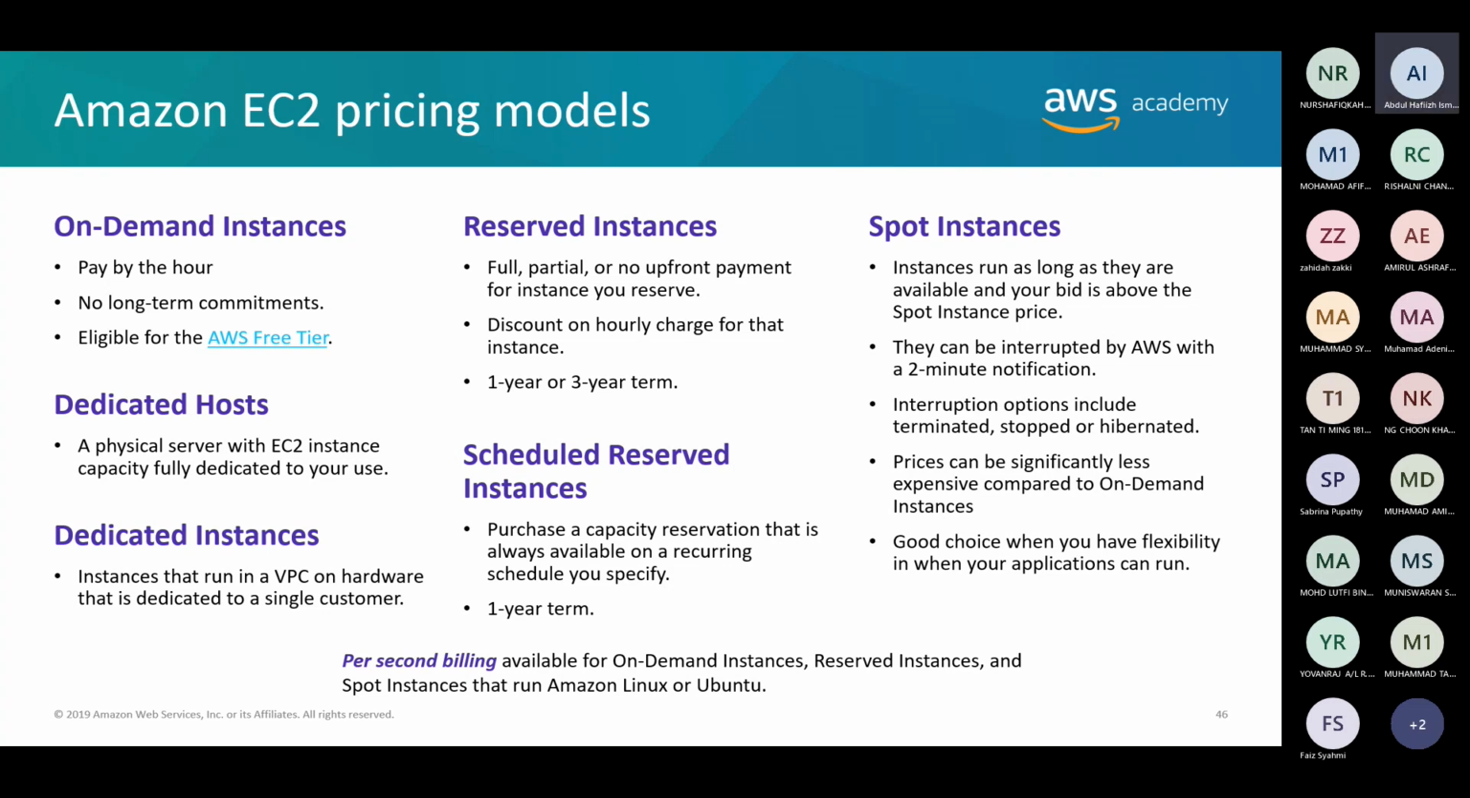So on-demand instances are eligible for the AWS free tier. They have the lowest upfront cost and the most flexibility, and there are no upfront commitments or long-term contracts. It is a good choice for applications with short-term, spiky or unpredictable workloads. So on-demand instances: pay by the hour, no long-term commitments, eligible for AWS free tier.